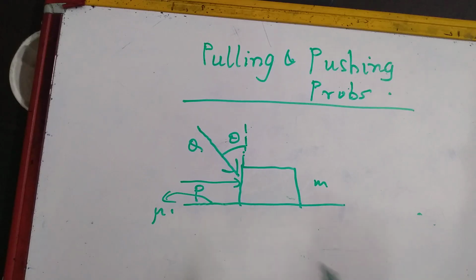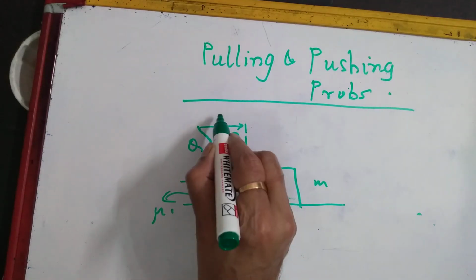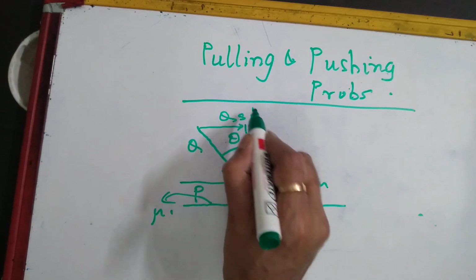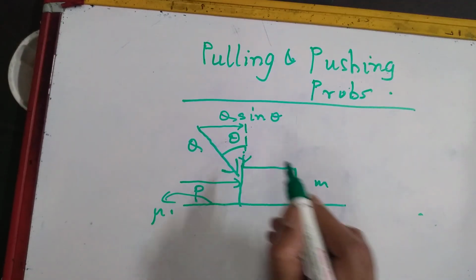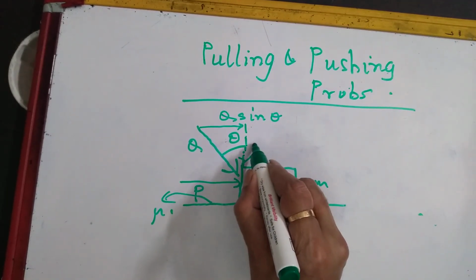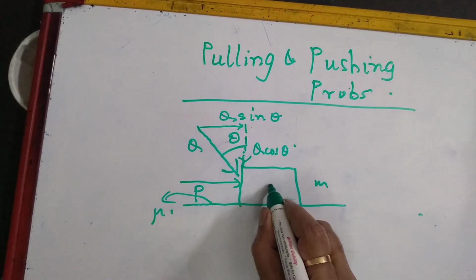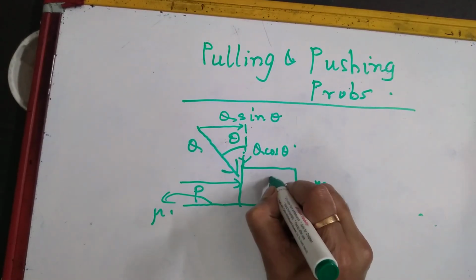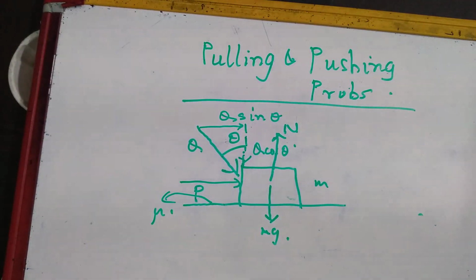Resolving Q into its components, the horizontal component pushing the block forward will be Q sin theta, and the vertical component down will be Q cos theta. mg is the force with which Earth attracts the body down. Normal reaction force will be the reaction force by the surface on the block.